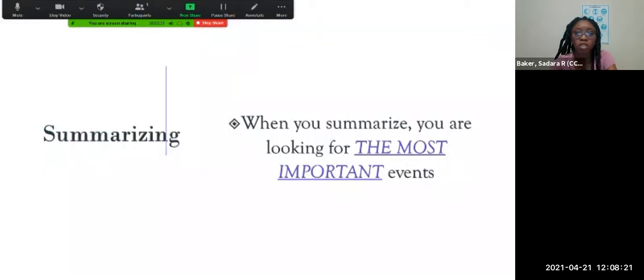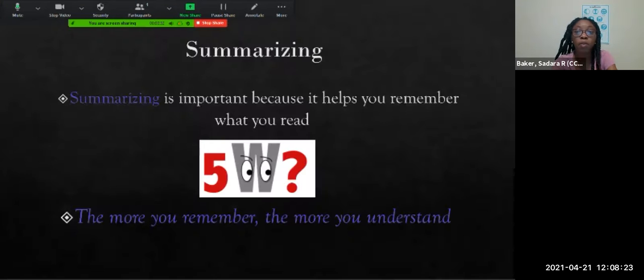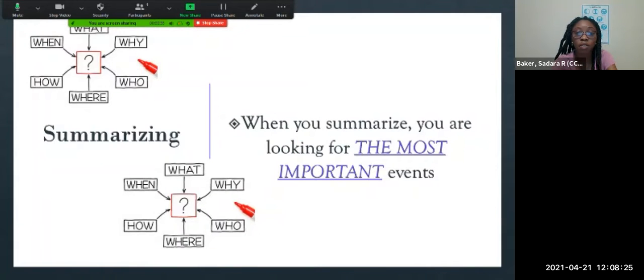So when Miss Baker talks about summarizing, she's talking about those important events, the most important events. Is everything in a story important? No. Everything, remember what is important? We use these 5 W's.